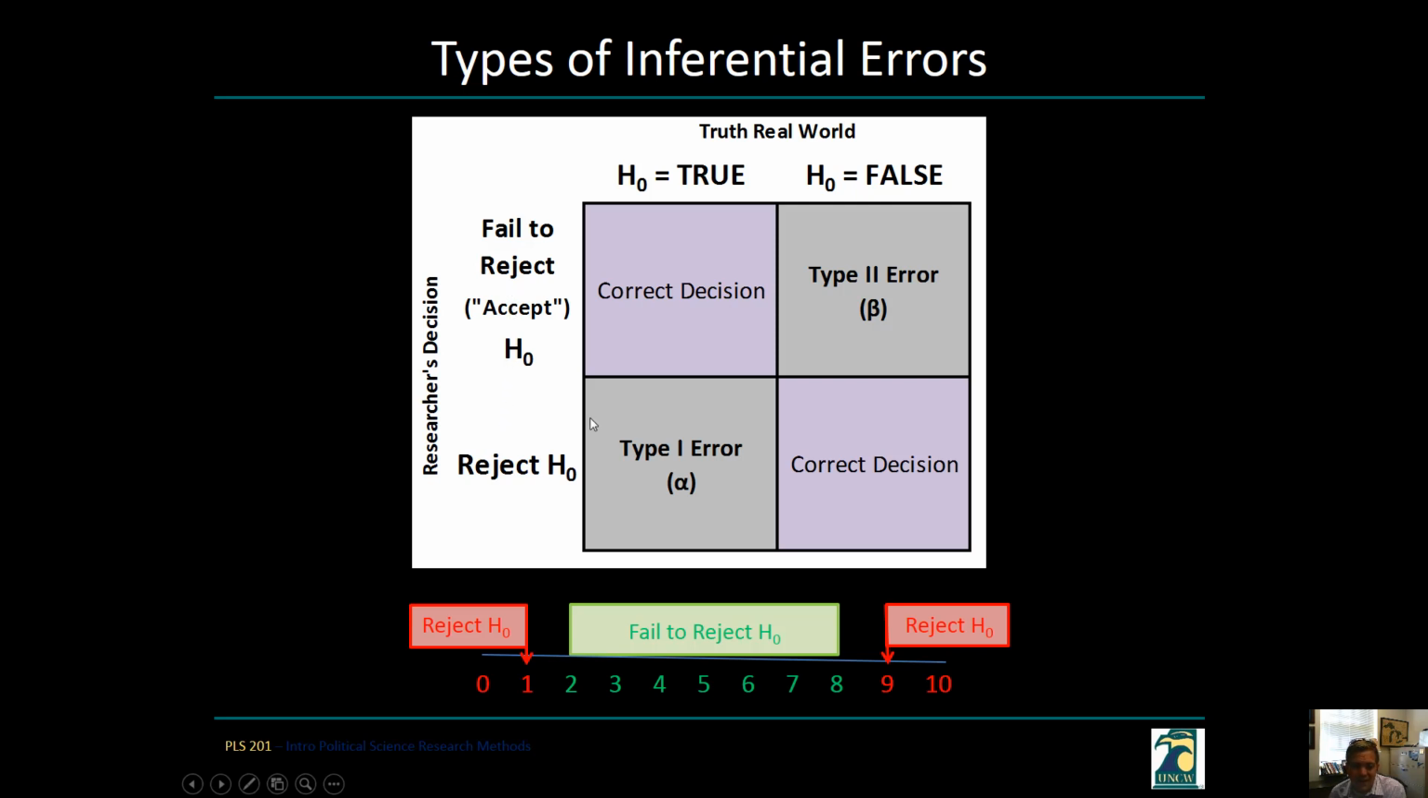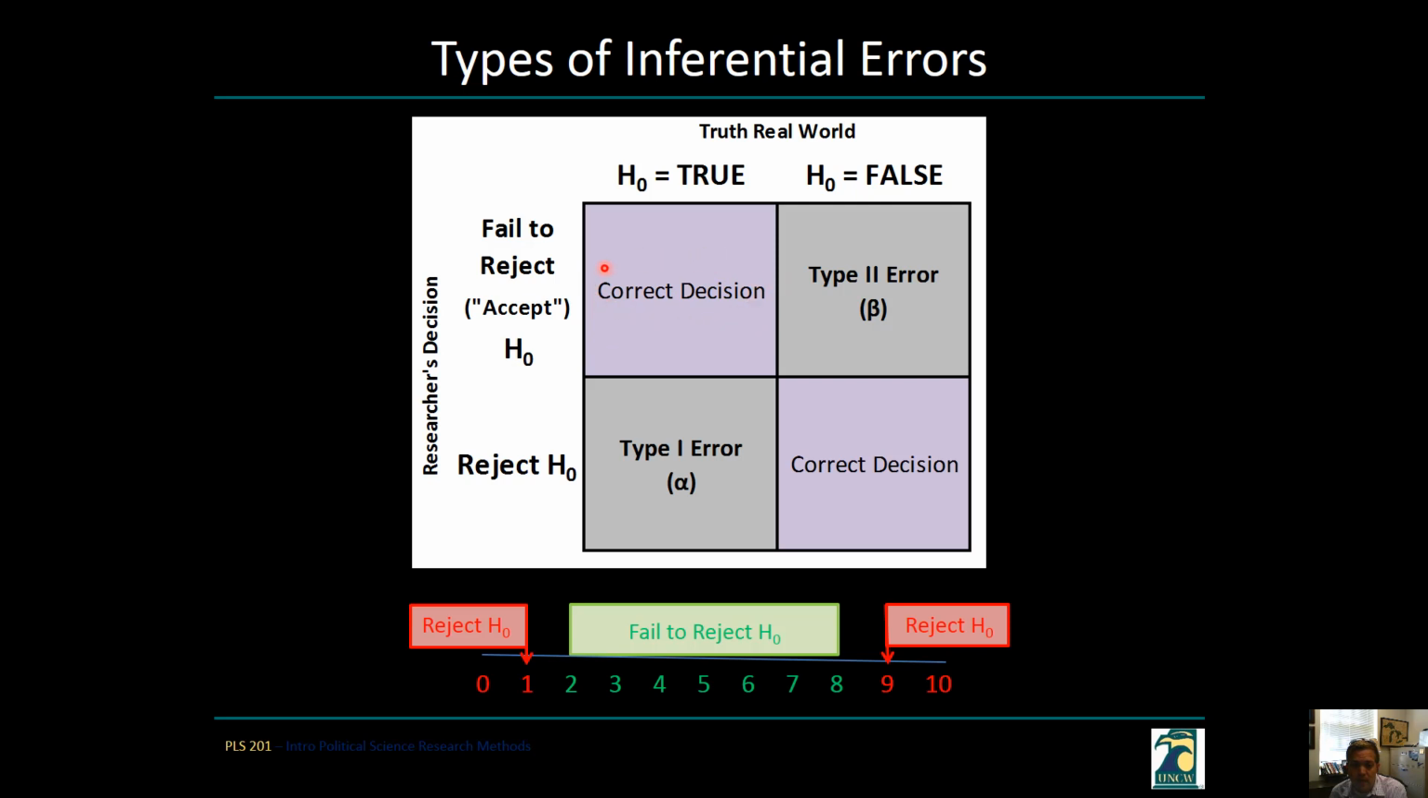So in that last example, I got 7 heads. So I concluded fail to reject the null. So I'm living right up here. In the world where this quarter really is fair, and I fail to reject the null, meaning I concluded that it's fair, if that's the case, I've made a correct decision.